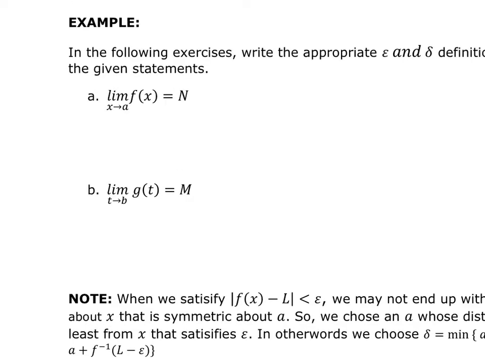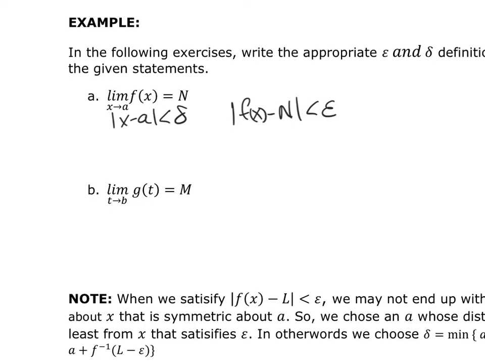For the first one, I put the absolute value of x minus a is less than delta, and then I put the absolute value of f of x minus n is less than epsilon. Yes. Did anyone get anything different?